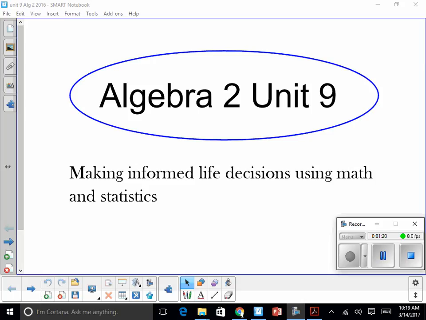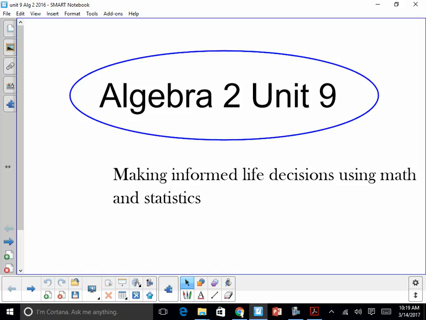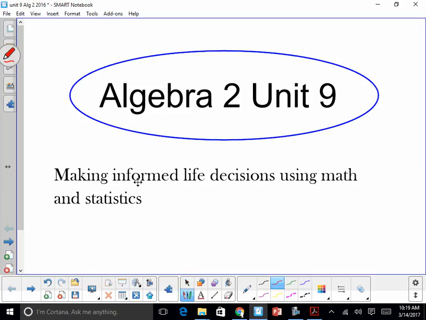Algebra 2 Unit 9 is all about making informed life decisions using math or statistics. I want to highlight this informed idea. So informed life decisions using math and statistics, all the way across. I don't want to highlight everything, but statistics is going to be the key phrase. Even though it's a tough word to say, this unit is where you'll be introduced to that.